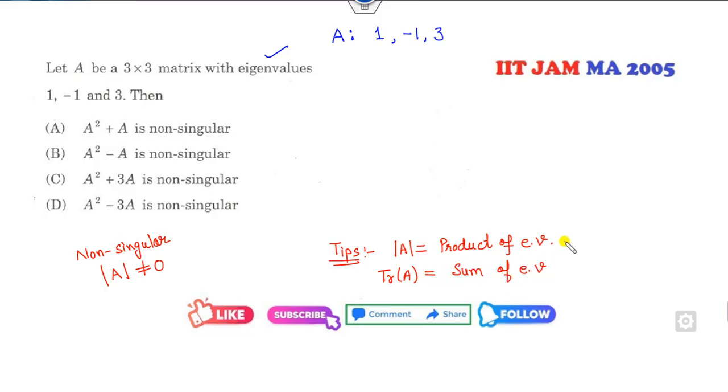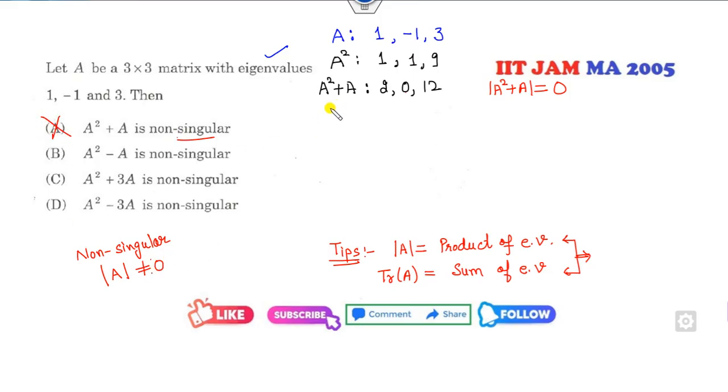Based on these two shortcut tricks, I can solve each question in this lecture. Firstly, A squared plus A. What are the eigenvalues of A squared? I can square these: 1, (-1) squared is 1, and 3 squared is 9. So what are the eigenvalues of A squared plus A? I can add them: it's 2, it's 0 and it's 12. For non-singular, what is the determinant of A squared plus A? Clearly it's 0, but for non-singular we need non-zero. So this option is cancelled.